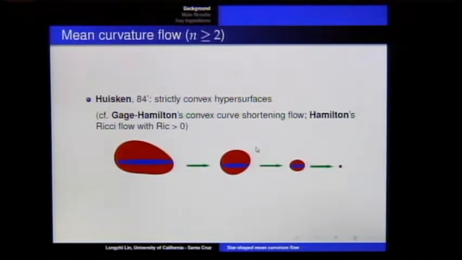But the analysis here relies heavily on the fact that the initial hypersurface is strictly convex, so that you can apply the maximum principle for tensors, for example. But without the strict convexity, there's really not too much you can say about the flow if you cannot use the fact that it's strictly convex.